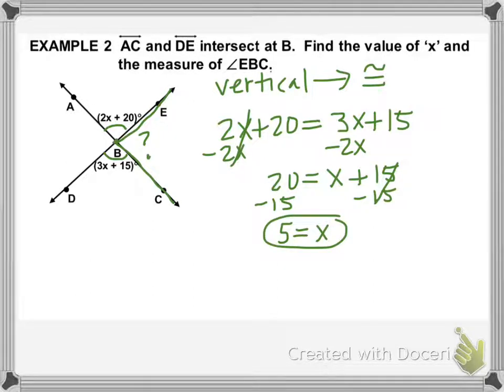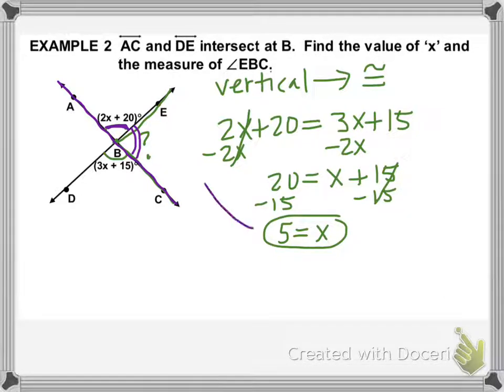Now I've got to find the measure of angle EBC. Well, I don't have an expression for angle EBC, but I see that it is a linear pair with one of my two vertical angles. So for example, this vertical angle, the 2x plus 20, if I add angle EBC to it, I'm going to get that straight line, right? They're going to add up to 180.